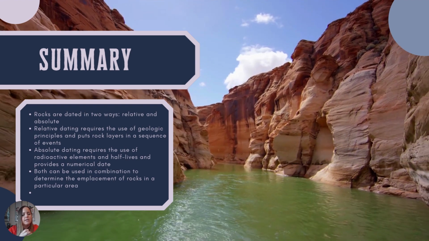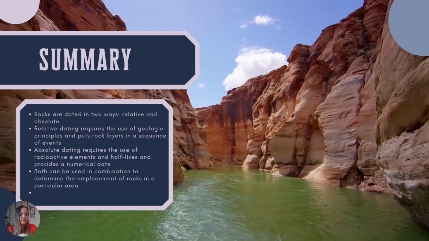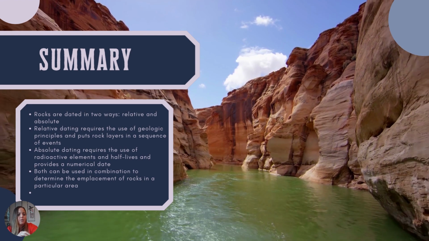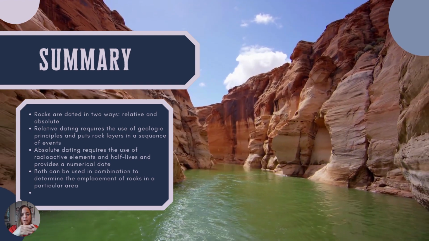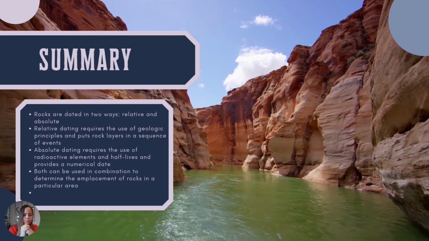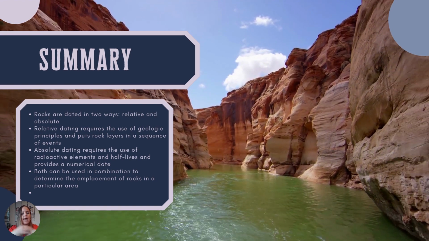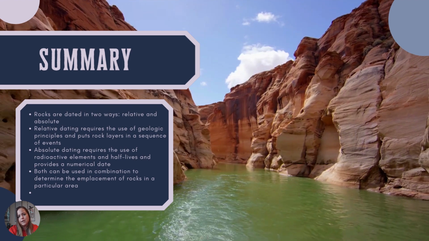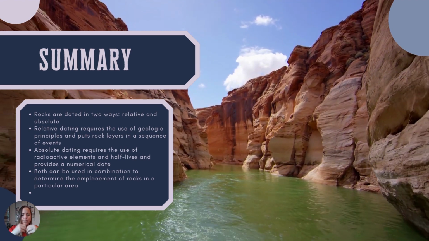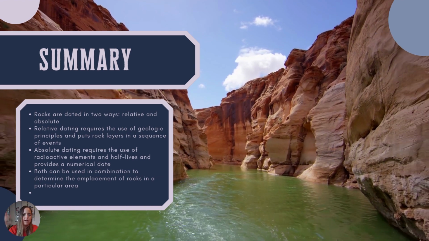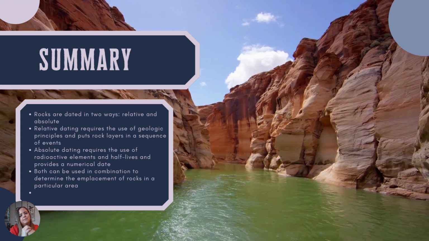So rocks are dated in 2 ways. We talked about relative and absolute age dating. Relative dating uses rock layers, looking at their physical contact with each other and putting them in a sequence of events. Absolute age dating uses radioactive elements and half-lives, and gives us a numeric date. We can use both in combination together to figure out how rocks were placed in a specific area.